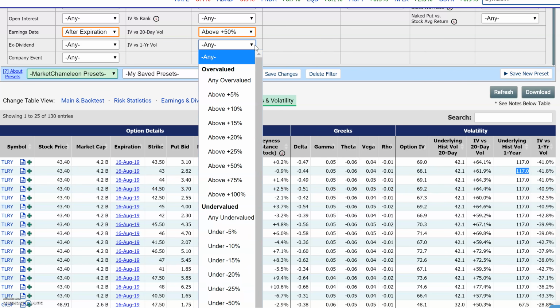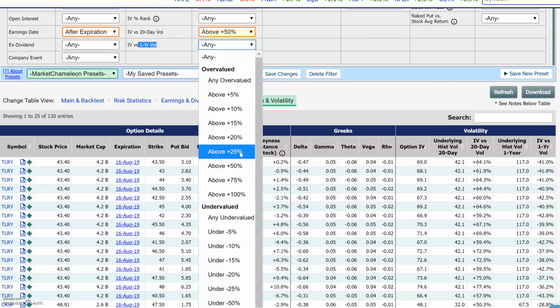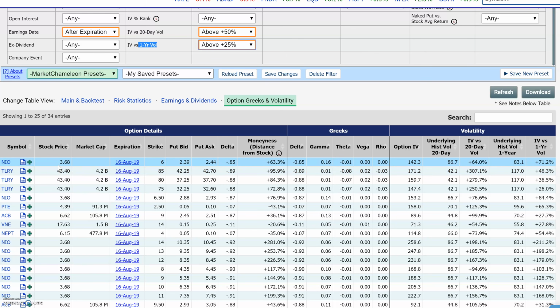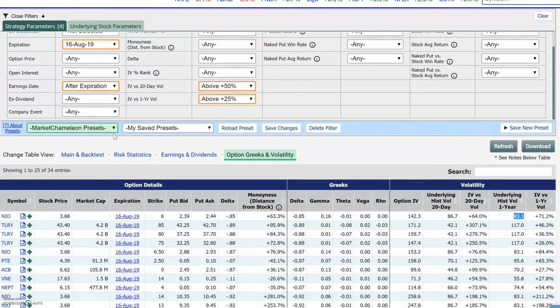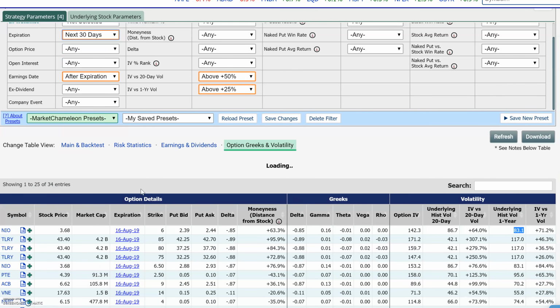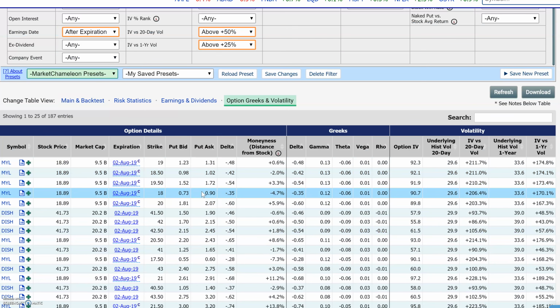And let's make sure that the implied volatility is above the 1-year historical vol. Let's just set that, maybe let's put it to 25%. So here we go. Now we see puts where the implied volatility is higher than the 20-day and higher than the 1-year. Let's take a look at anything coming up in the next 30 days. So we could do that as well. These are any options that expire within the next 30 days.